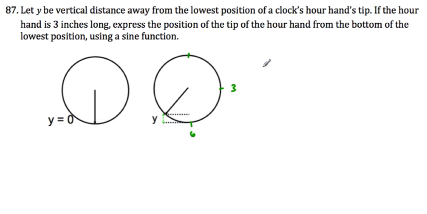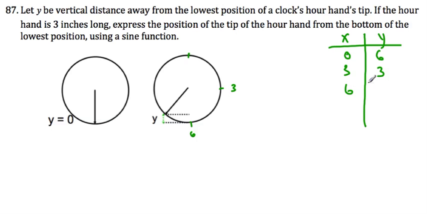So in other words, if I were to use a simple chart here, let's say x is the time and y is the height. At 12 o'clock, or 0 hour, we get 6 because it's the highest position. At 3, we know it's a 3 because it comes to the middle.